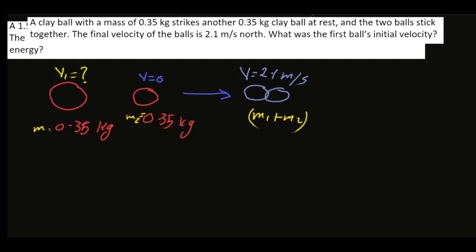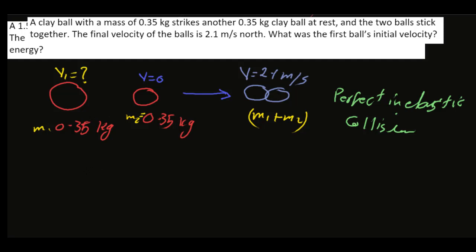So how can we solve a problem like this? The question asks about the initial velocity. From the problem, we understand this is a collision between two balls, and the two balls have a perfect inelastic collision. So this type of collision is called a perfect inelastic collision. So how can we answer this?